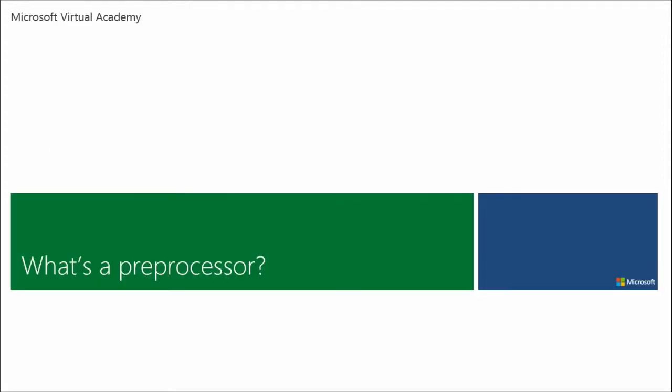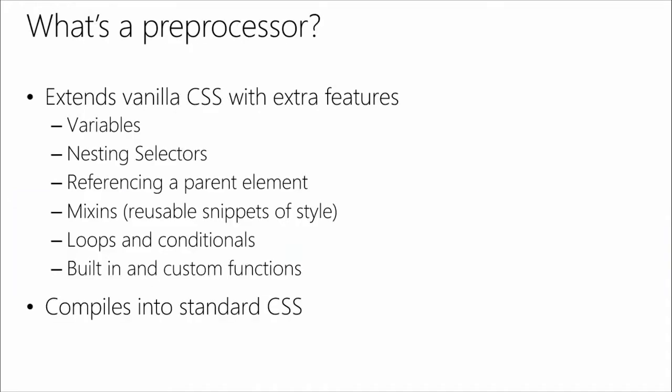Okay. Yeah, so let's start with the big question. What is a preprocessor? The simple way to explain it is that it basically extends your vanilla CSS with extra features. So you've seen us use CSS all day today. I wouldn't say that's everything that's in CSS, but that's the bulk of it. You haven't really seen anything with variables or with us nesting selectors, and that's because those things don't exist in CSS right now. And they're things that people really, really want.